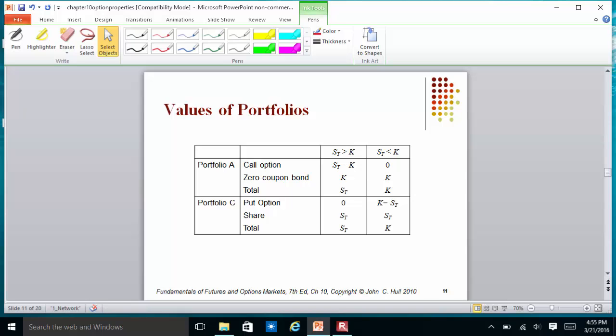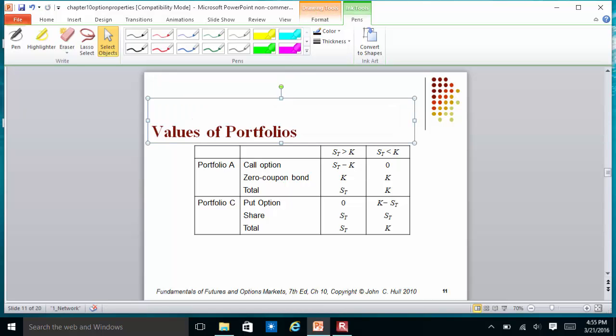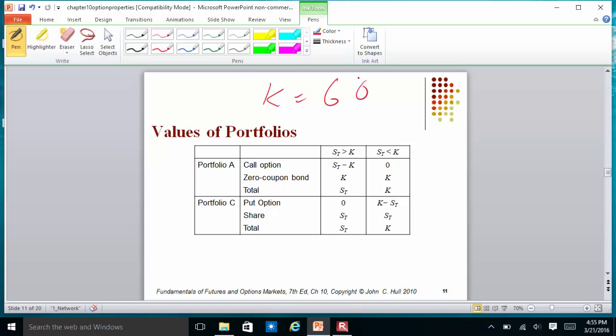Now how can we check that? Let's look at the case where we are looking at a call. Let's say the strike price is 60, and we are buying a call option, and we bought a bond.